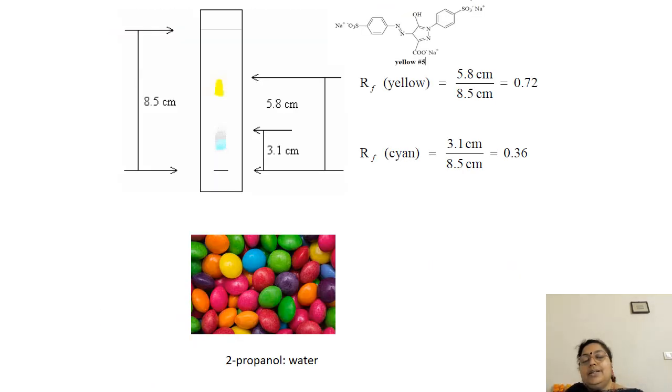This TLC technique can be used to separate food colorants. Here, a propanol water mixture can be used.